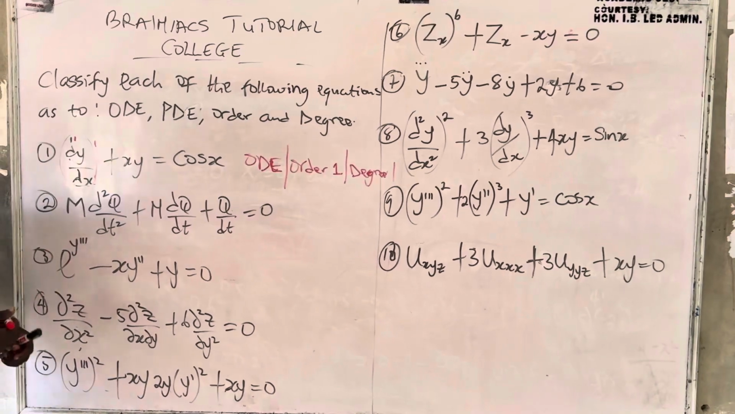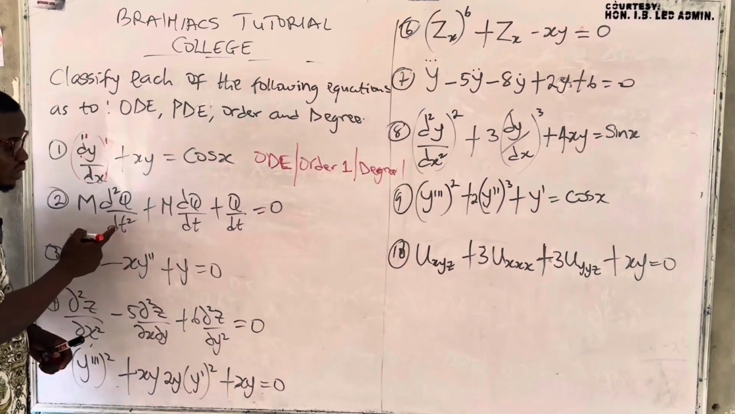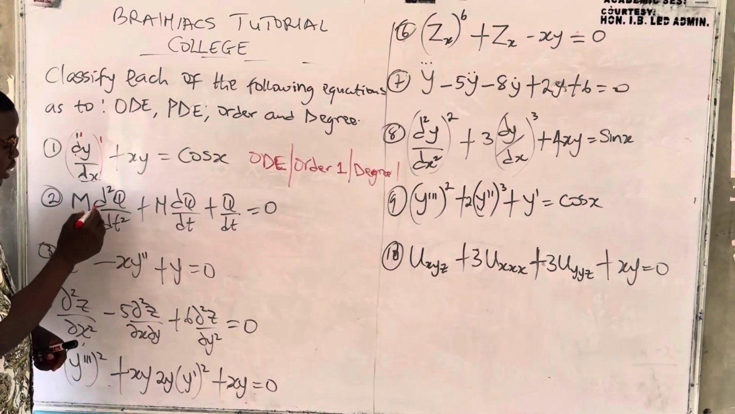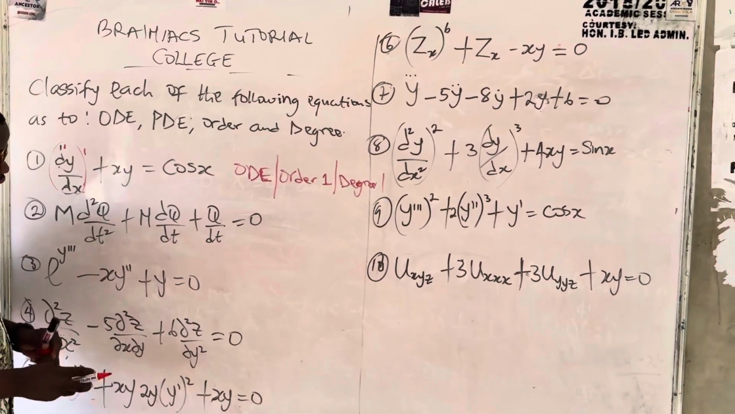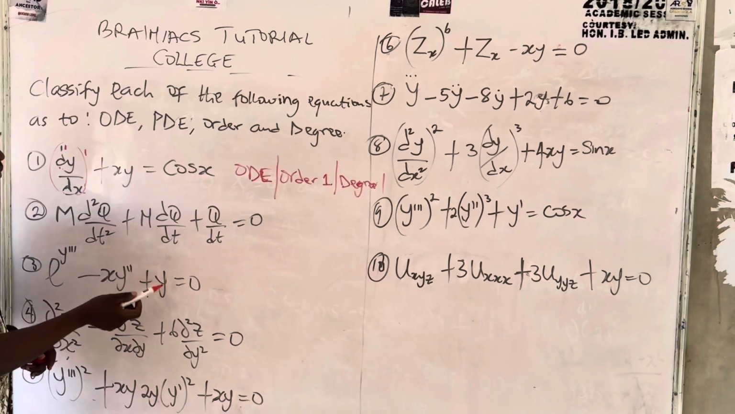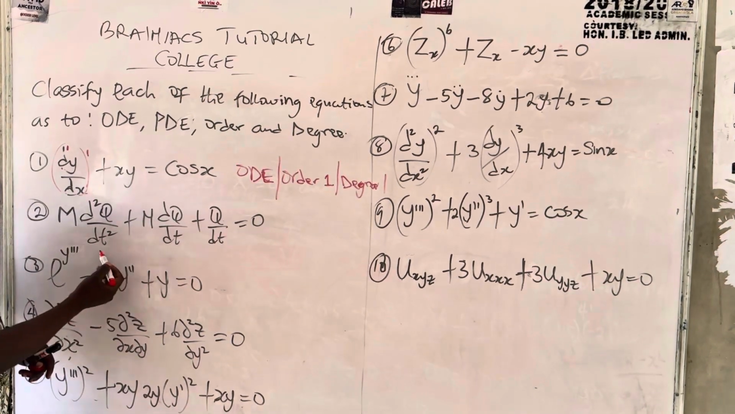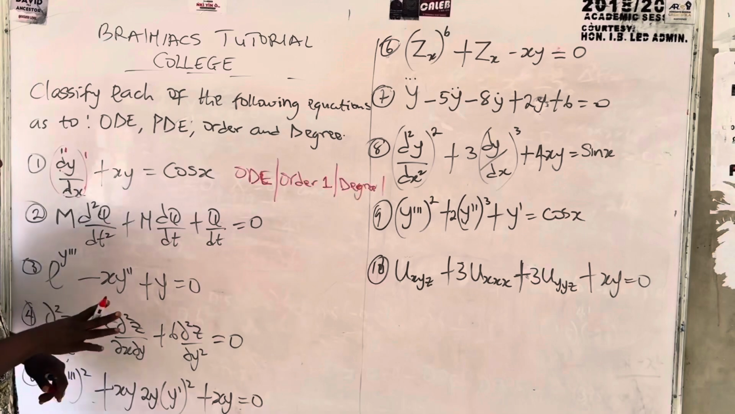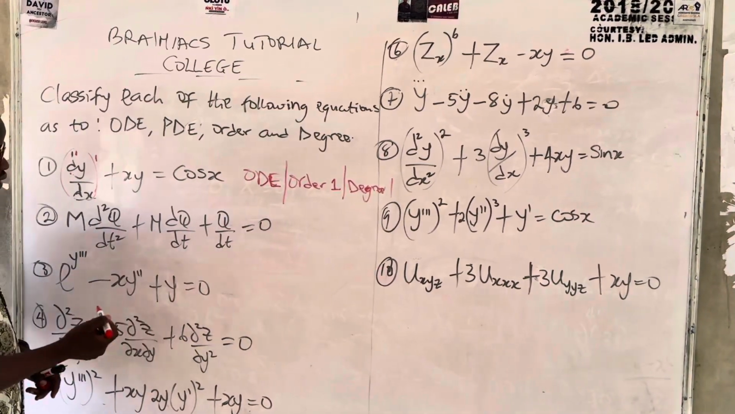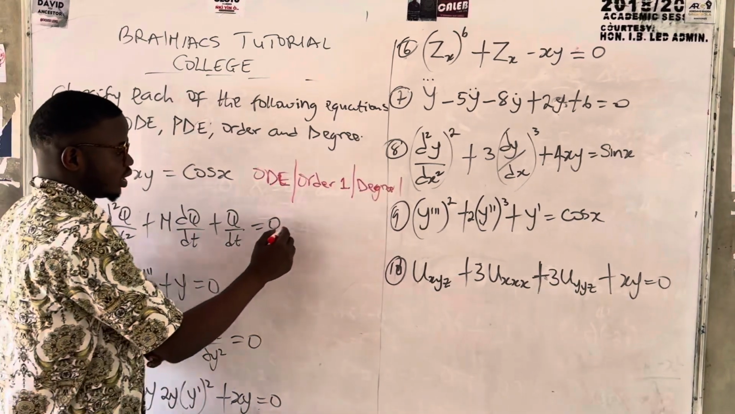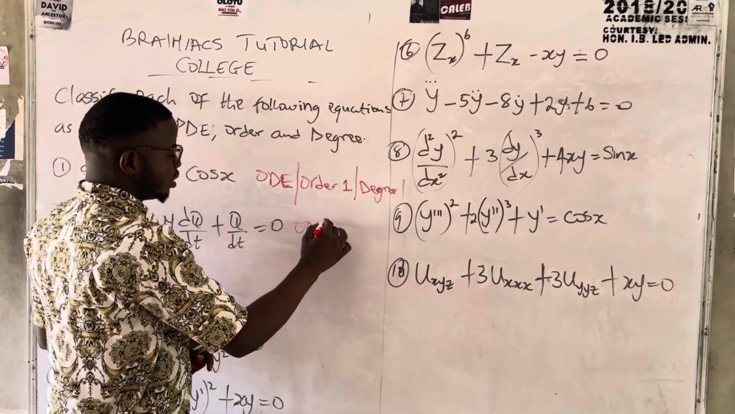Now going to the second question. Here again, this is an ordinary differential equation because here we have this normal letter d, which is for ordinary differential equation. Again, we have only one independent variable, which is the letter t. Here we have t, that's the independent variable. And the dependent variable here is q. So now this is an ordinary differential equation.